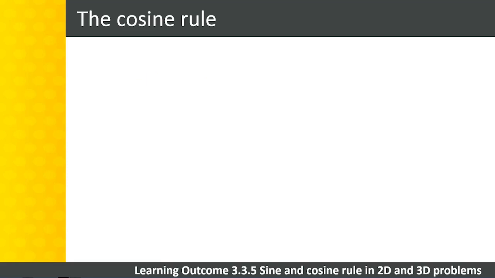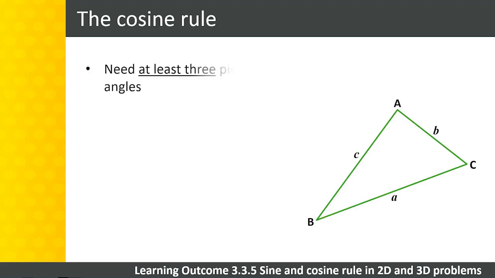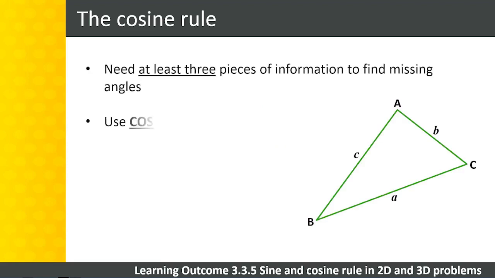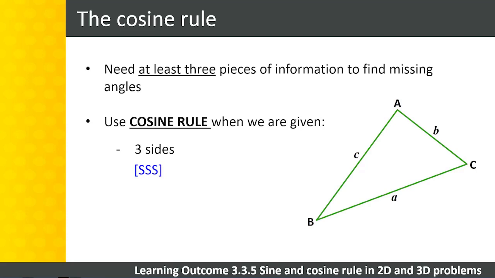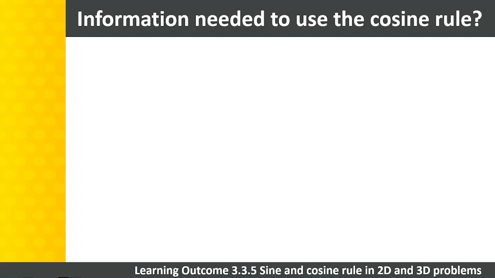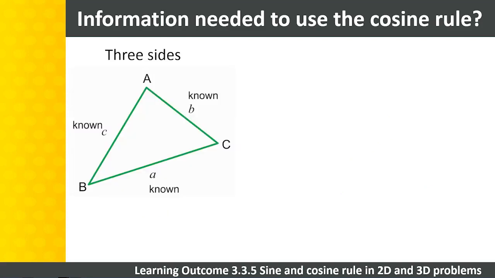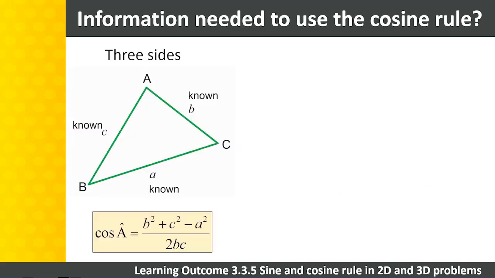Once again, to apply the cosine rule, we need at least 3 pieces of information on the given triangle. The cosine rule is applicable to a triangle when we are given either 3 sides, side, side, side, or 2 sides and an included angle, side, angle, side. Looking at this in more detail, if we are given 3 sides, we can find an angle by applying the cosine rule formula with cos of an angle as the subject of the formula.